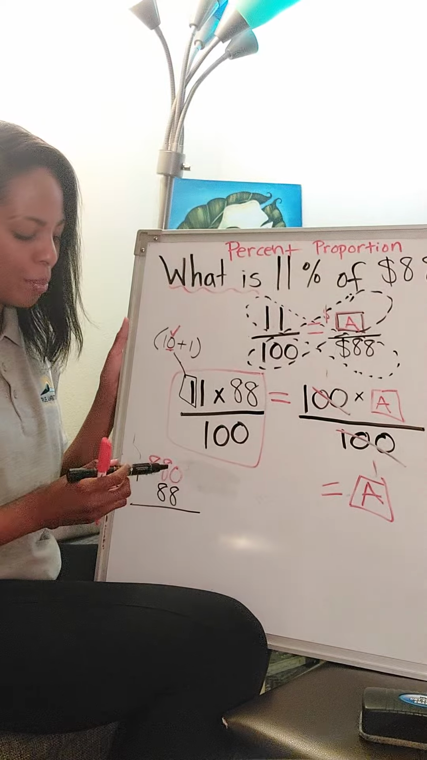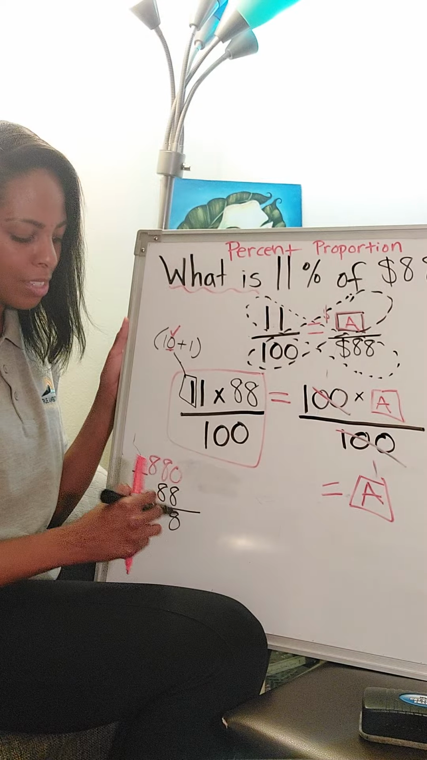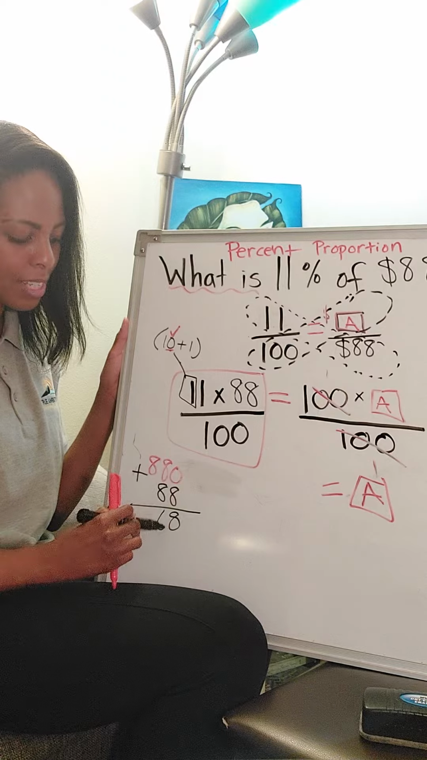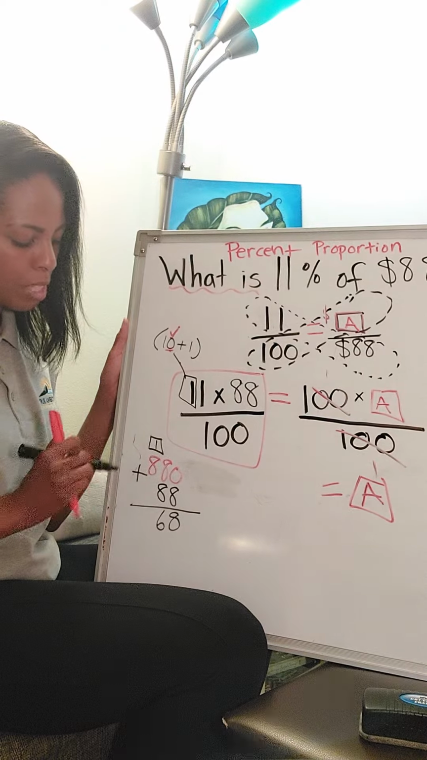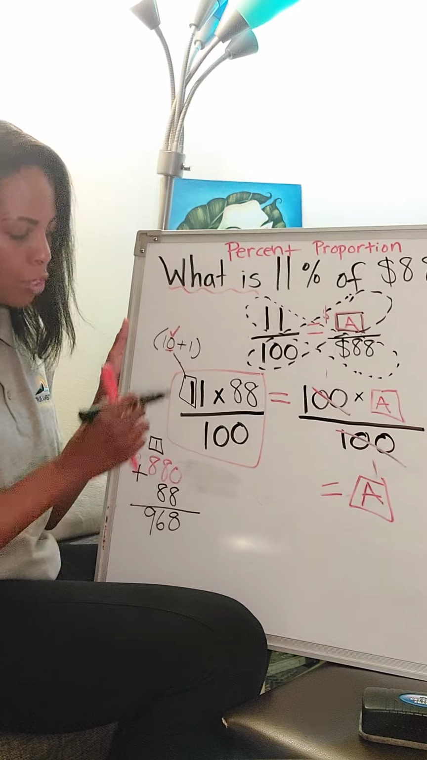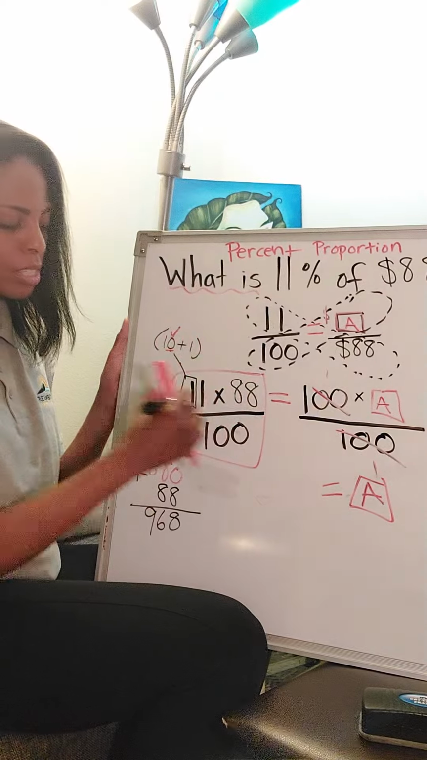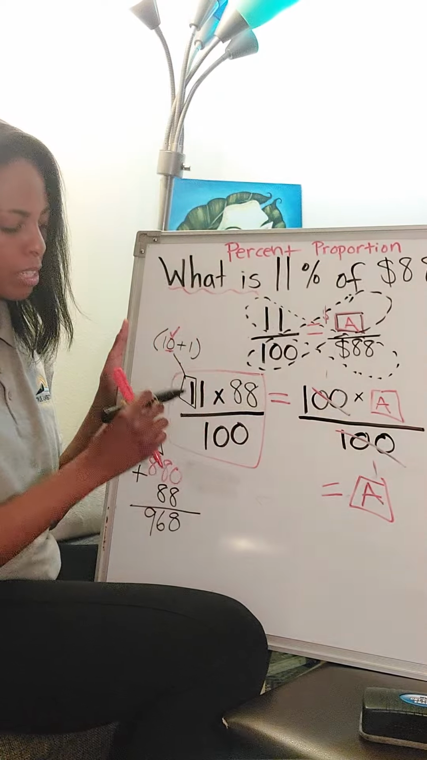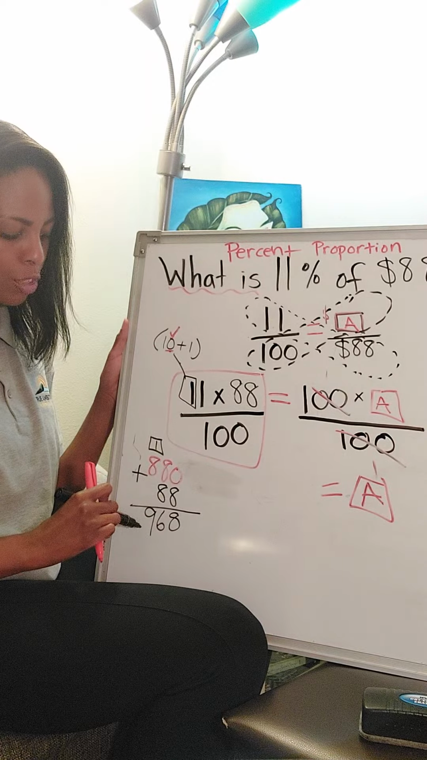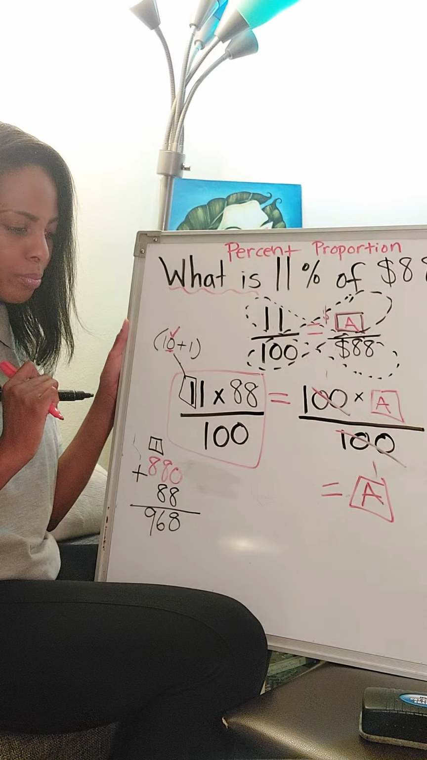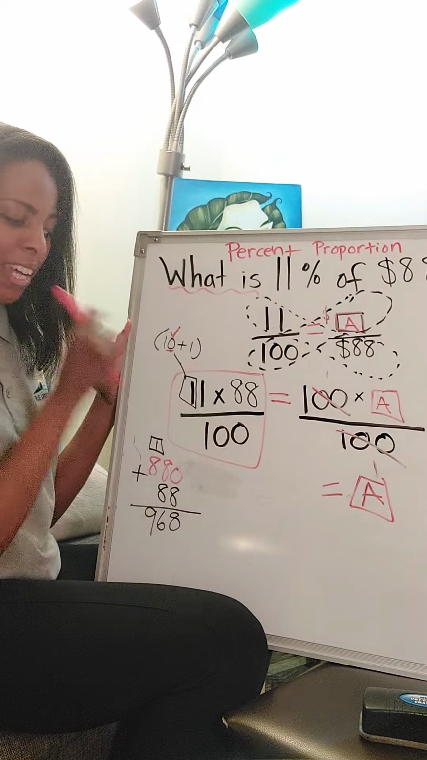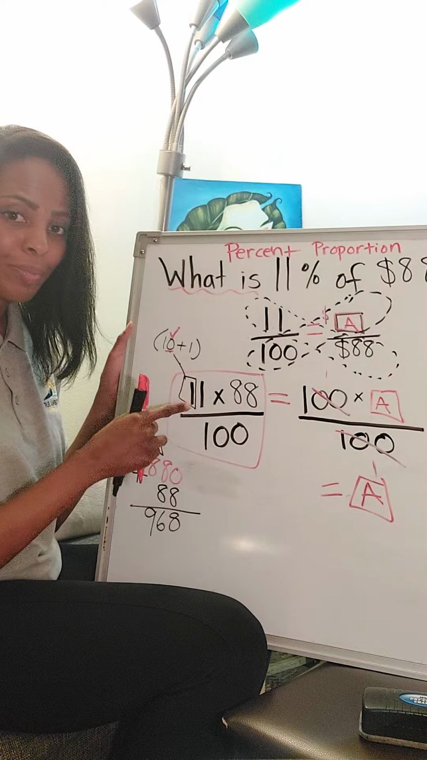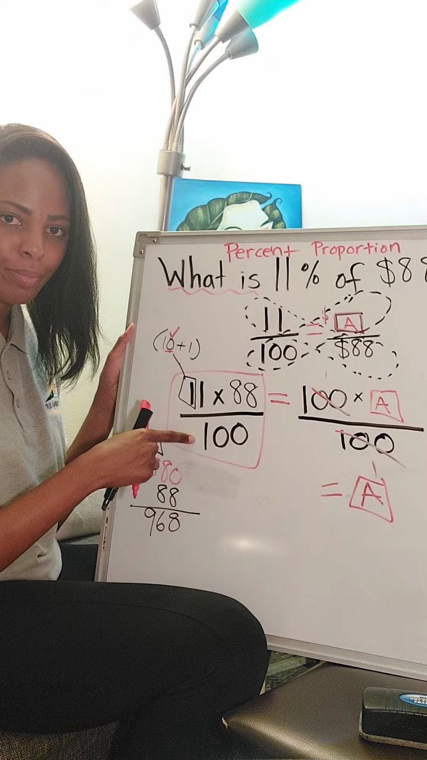Okay, so 0 plus 8 is 8. 8 plus 8 is 16. I'm going to carry my 1 up here to the hundreds place. 8 plus 1 is 9. So I've just solved the top of this expression here. 11 times 88 is actually 968. All right, so this 968 is up on the top. And I have to divide it all by 100.